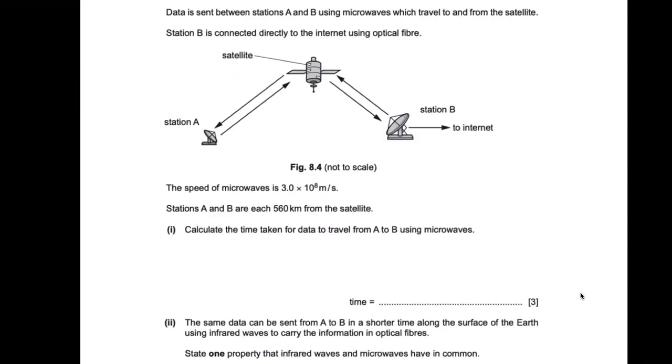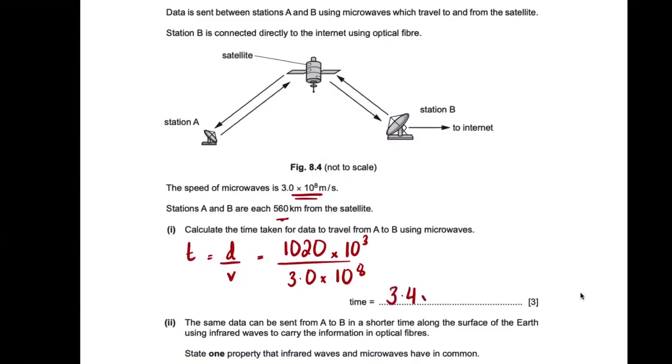So this distance is 560, this distance is 560. I know the total distance is 1020. I know the speed even if it was not given, so I can find out the time. So time is distance over velocity, as we just used in the sound MCQ as well. So total distance is 1020, so 560 times 2, but this is kilometers, so multiplied by 10 to the 3, divided by 3.0 times 10 to the 8. So 1020 times 10 to the 3 over 3.0 times 10 to the 8. This is 3.4 times 10 to the negative 3 seconds.